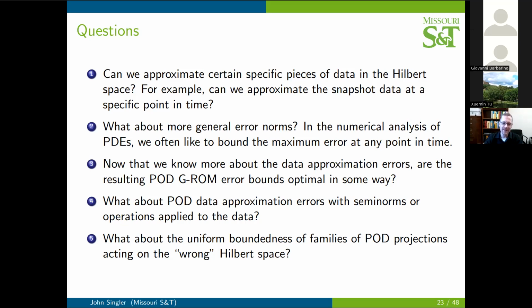And then I mentioned this already, and it never goes away, this last question. What about this uniform boundedness of these POD projections acting on the Hilbert space? You can even ask that same question in the discrete setting, where in some sense, of course, they're uniformly bounded. But then the uniform bound may depend in some way badly on discretization parameters. So when I say uniform boundedness in the discrete setting, I really mean, is there a constant that is independent of the discretization parameters? Still, we don't know that either.